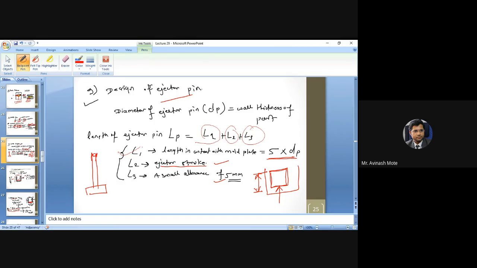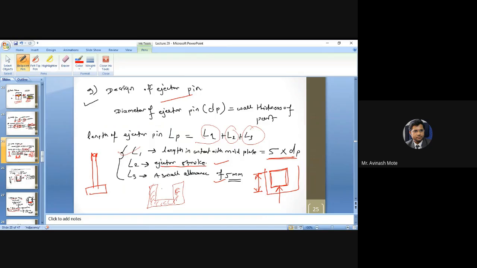L1, the part of the ejector pin, will depend on the wall thickness of the part, that is DP. The wall thickness you can easily get from the design of the component. So this is the component, and this is the wall thickness. Getting it? So 5 times the wall thickness is L1.